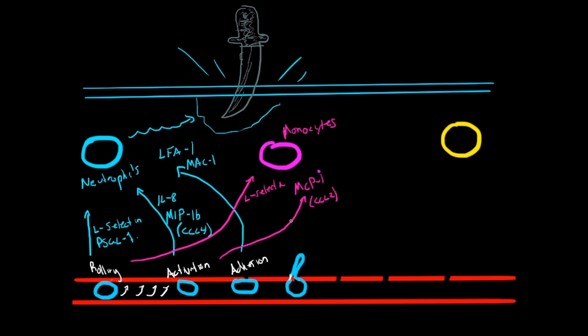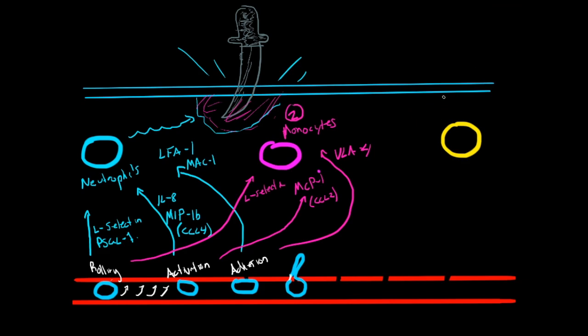In adhesion, they have VLA4. What monocytes do is they come after, so they're the second ones to show up. They respond to bacterial peptide fragments and complement fragments within this inflamed tissue.